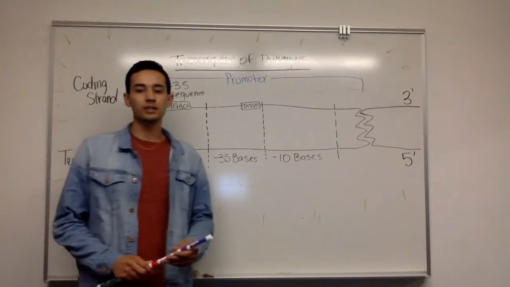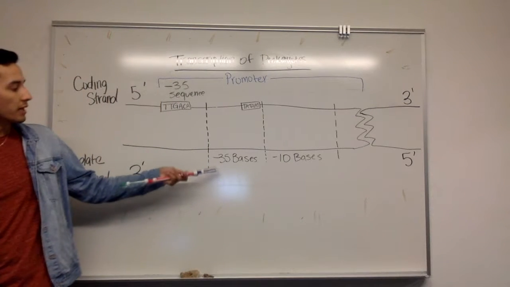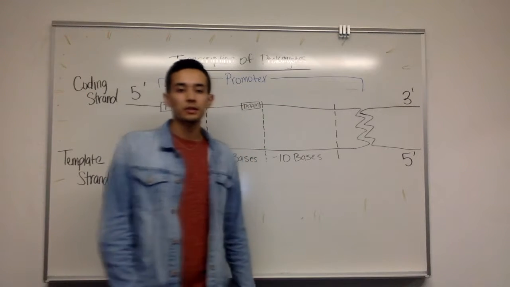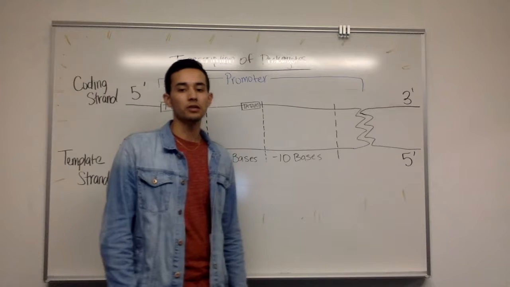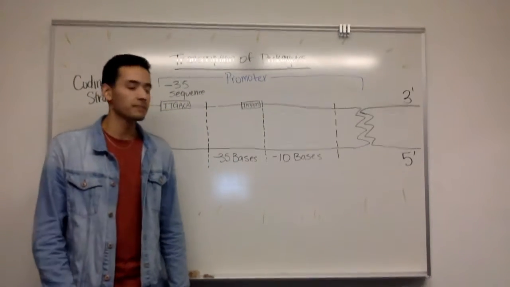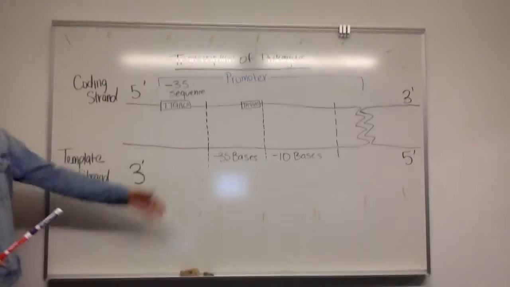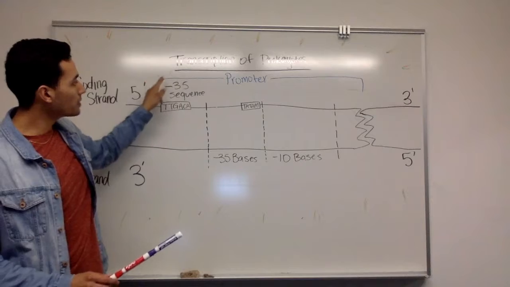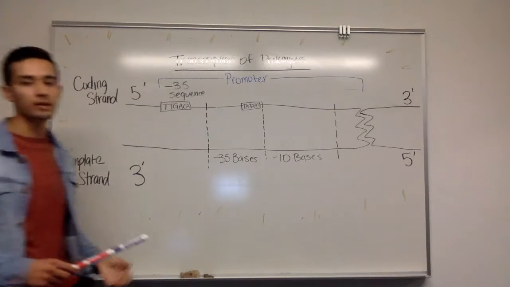Nucleotides preceding the initiation site are given negative numbers, as you can see here down below, the -35 bases and the -10 bases. Conversely, nucleotides following the initiation site are denoted with plus numbering and also called downstream nucleotides. A promoter is a DNA sequence. And as you can see in this figure right here, the promoter is from this area to this area, the main region of the template strand.